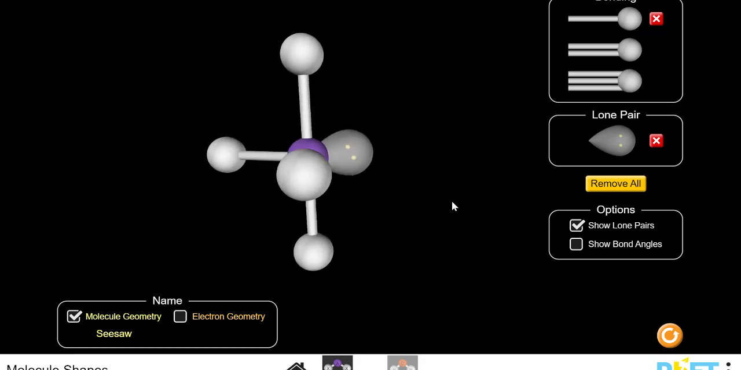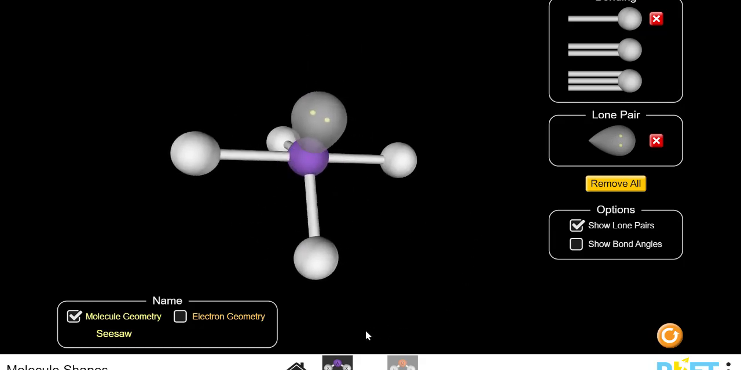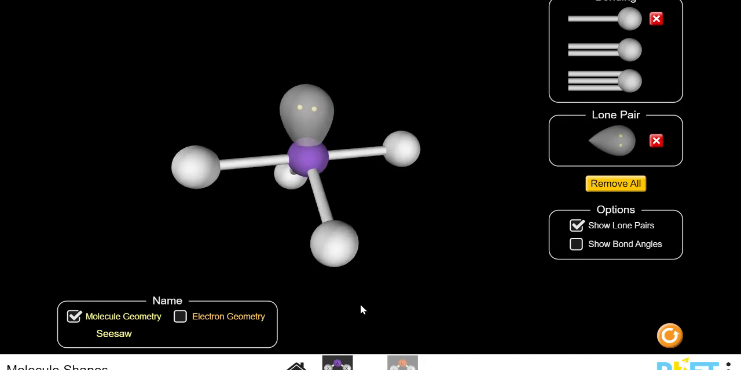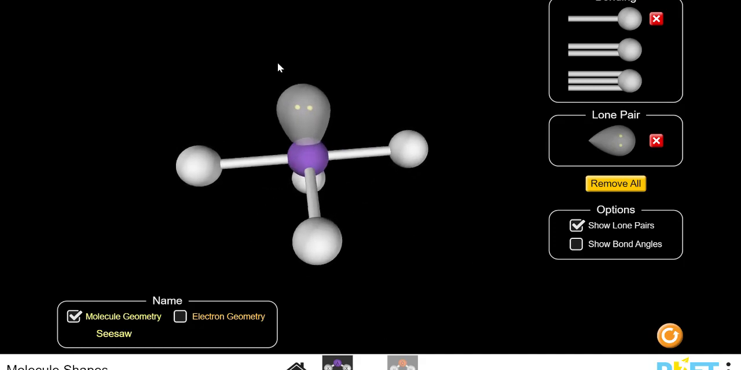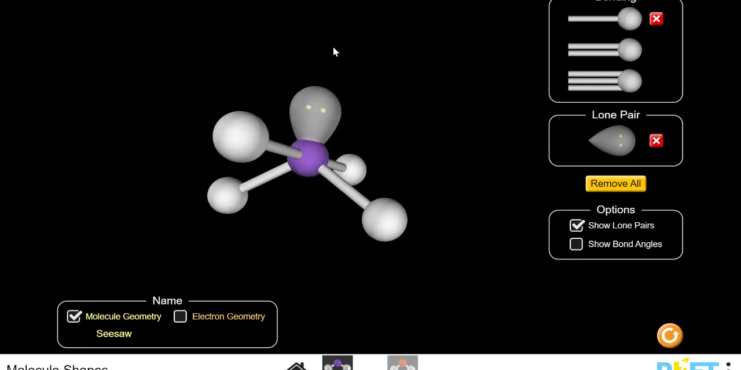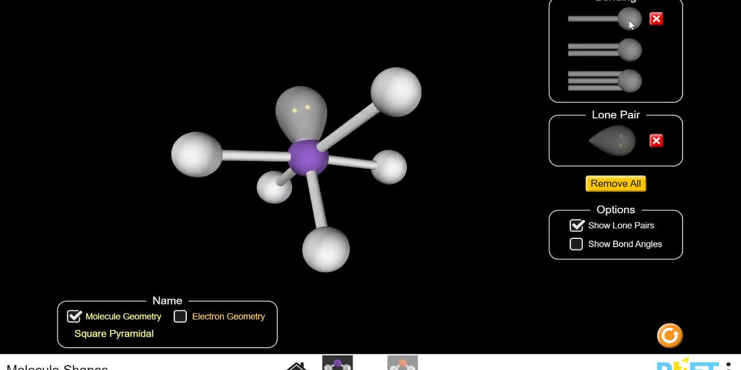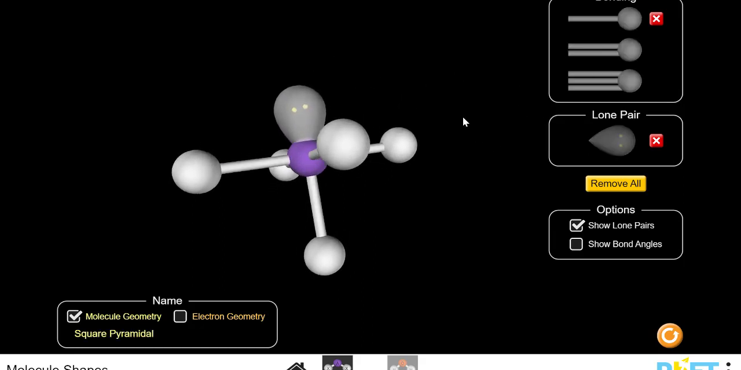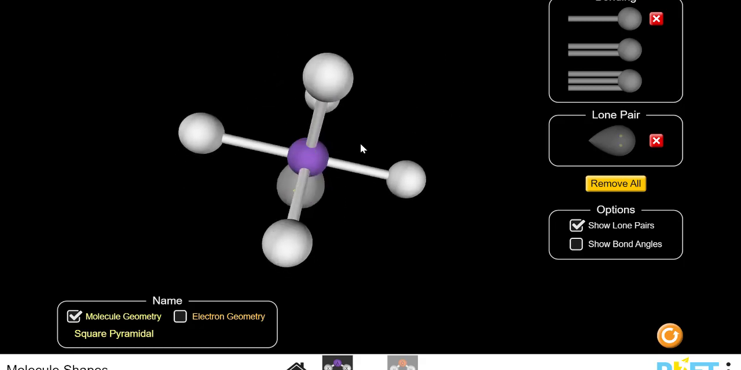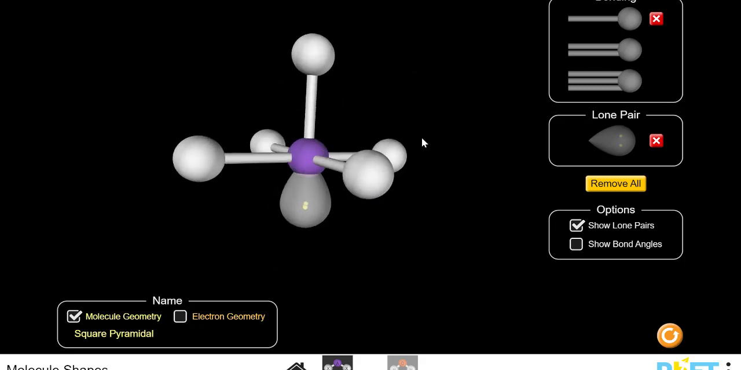We get the seesaw geometry. That really helps visualize the seesaw. So there's the seesaw. I don't know if I can get it to rock. No, not really, but you get a sense for what that seesaw looks like. Tack another bond on there. Now I've got that square pyramidal geometry. It's easier to see it from this dimension.